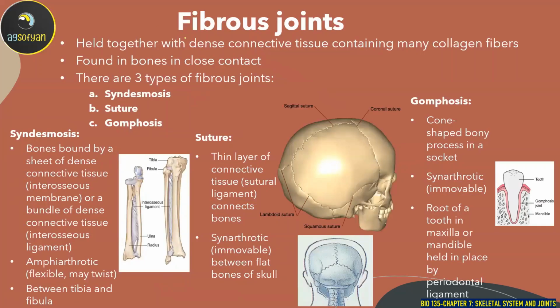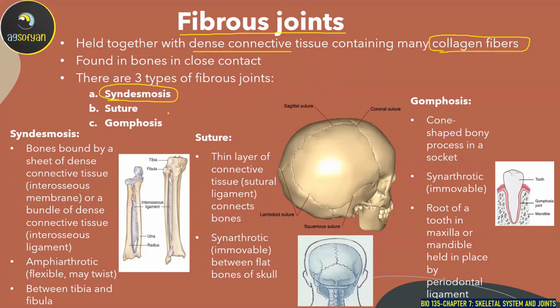Now we start with the first type of joint, the fibrous joint. So this is based on structure. This is the type of joint that has fiber, mostly dense connective tissue with many collagen fibers that bind two bones together. There are three types of fibrous joint. The first one is called the syndesmosis.